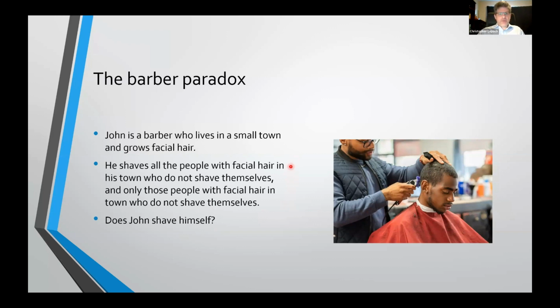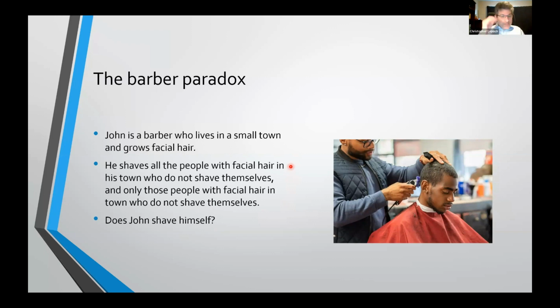It leads to a contradiction, right? This hypothesis, this scenario that we've laid out, leads to a contradiction where you get this barber who apparently both shaves himself and does not shave himself. How do you resolve this paradox?